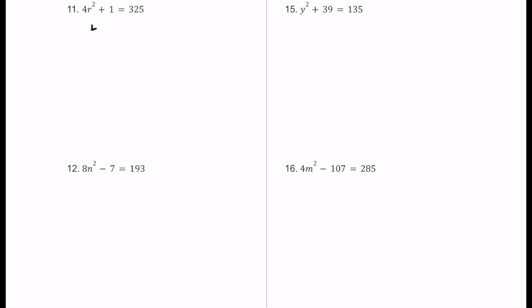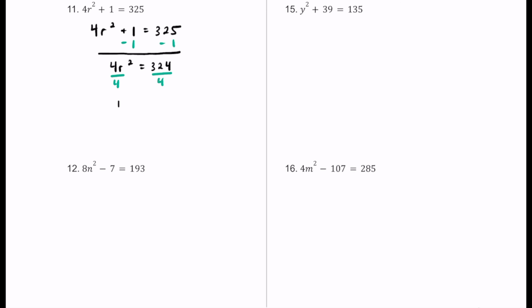For number 11, we have 4r squared plus 1 is equal to 325. First, we're going to subtract 1 from both sides of the equation. If we do that, we're left with 4r squared on the left side is equal to 324 on the right side. Next, we're going to divide both sides by 4 using the division property of equality.